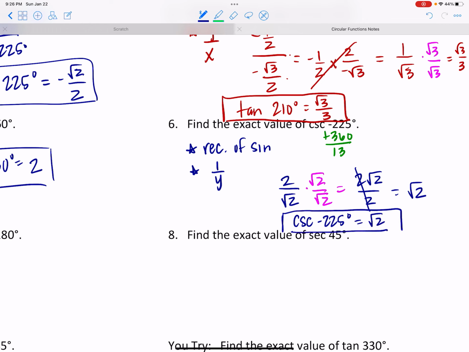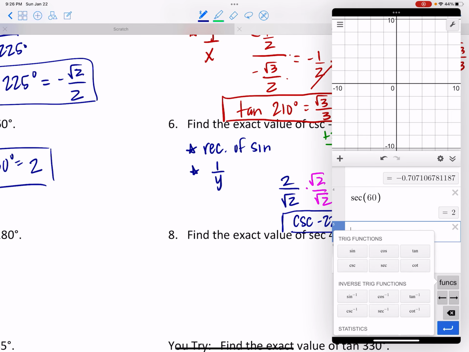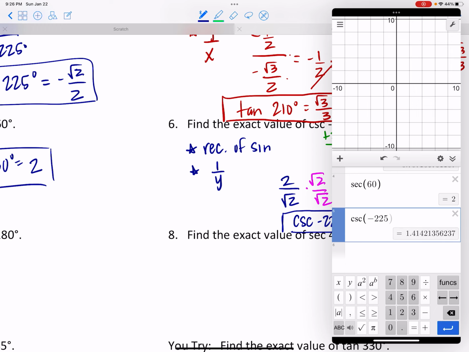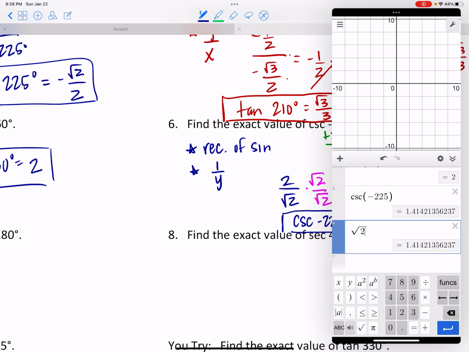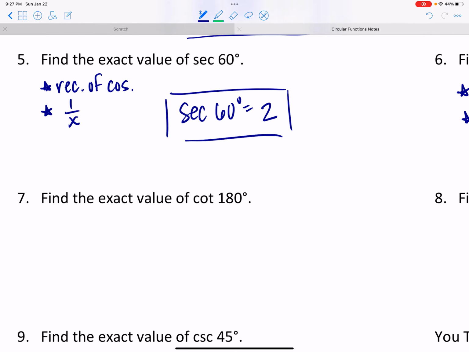And because there's a little bit of work involved, again, it might not be a bad idea to check with your calculator. So we're looking for the cosecant of negative 225, and let's confirm that that is the same as radical 2, and boom, you got it, confirmed. Alright, trucking right along. Hopefully you're feeling okay about this.